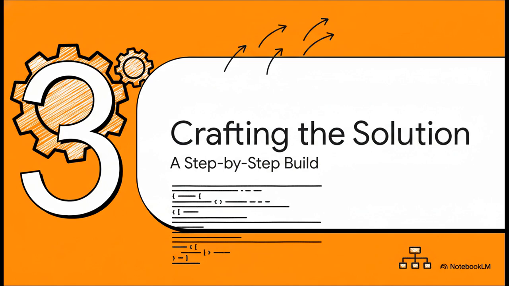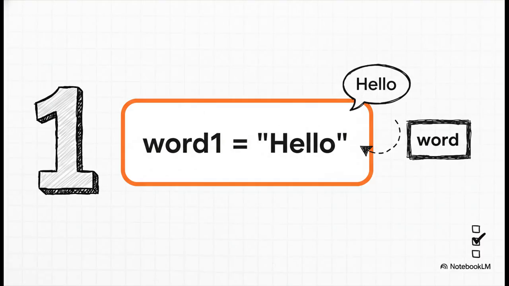Now for the fun part. Let's actually write this pseudocode. And we're not going to try to be heroes and write it all in one go. Nope. We're going to build this solution one line at a time, matching each line to one of those steps we just talked about. All right, step 1. The question said to store hello in a variable called word1. So how do we do that in pseudocode? Well, it's as simple as this.